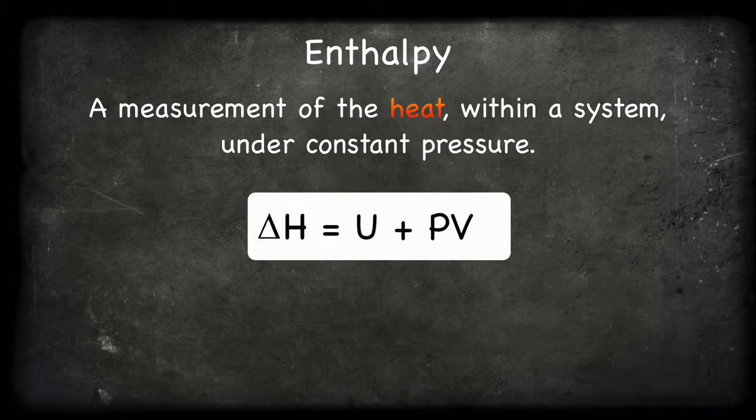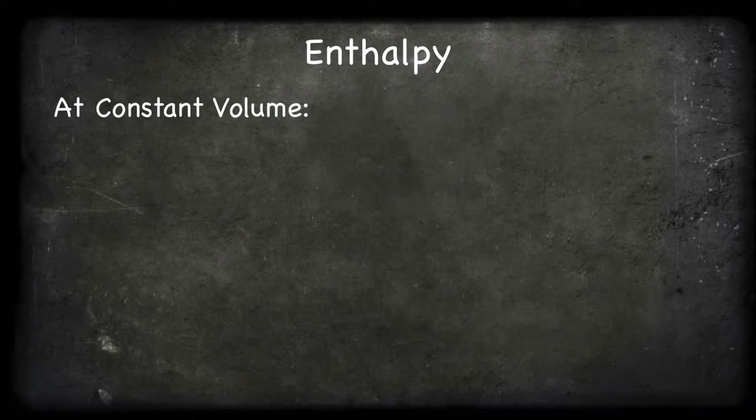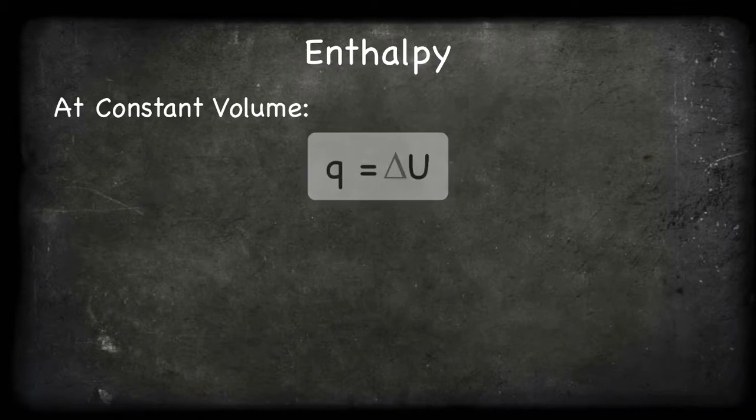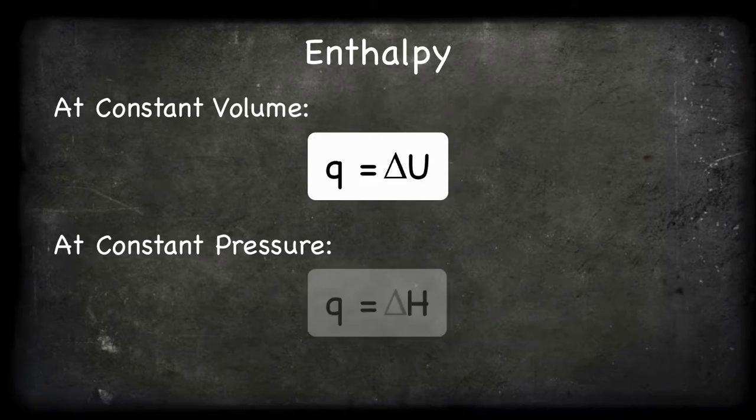Let's see if we can make sense of heat's relationship to internal energy and enthalpy. If a system at constant volume absorbs heat from the surroundings, the heat equals the change in internal energy, so Q equals delta U. If a system at constant pressure absorbs heat from the surroundings, then the heat equals the change in enthalpy, so Q equals delta H. We have to assume that these relationships are true just as long as they are not in use by work-generating devices like engines or batteries.